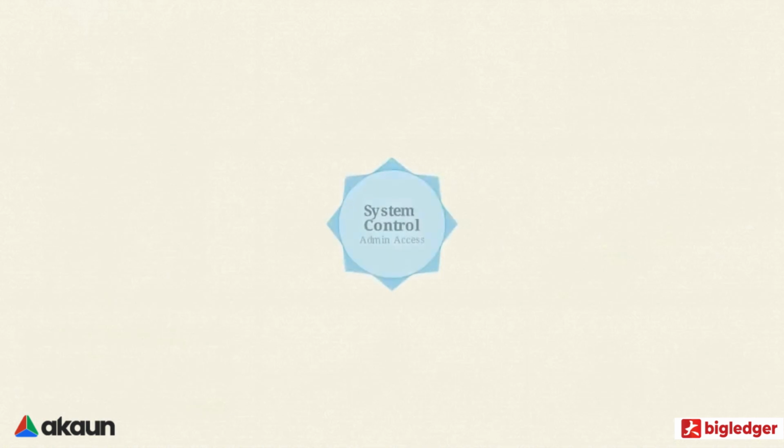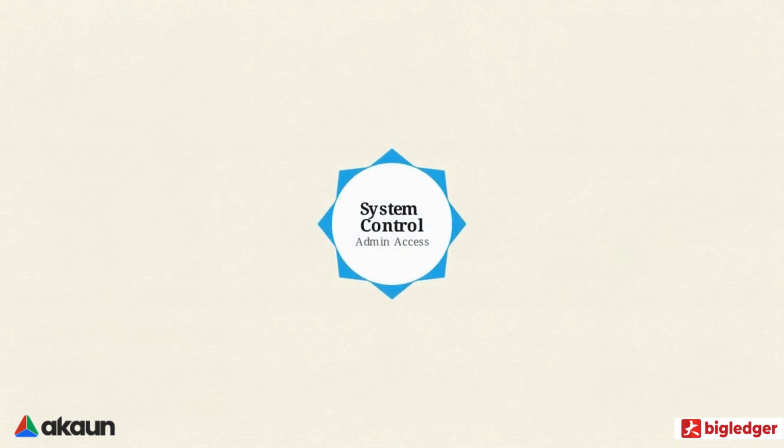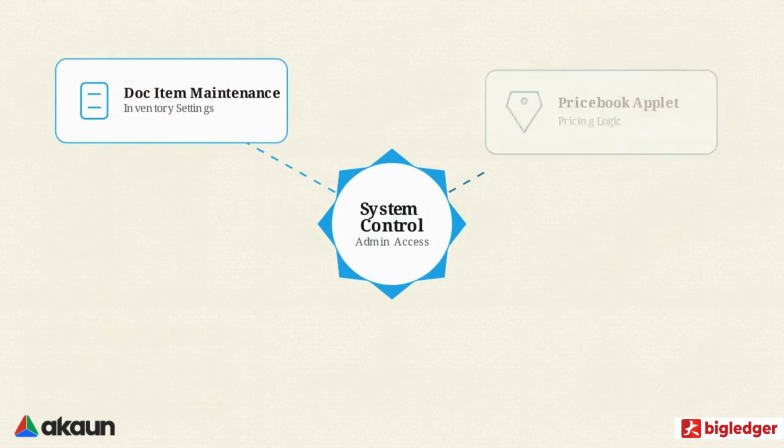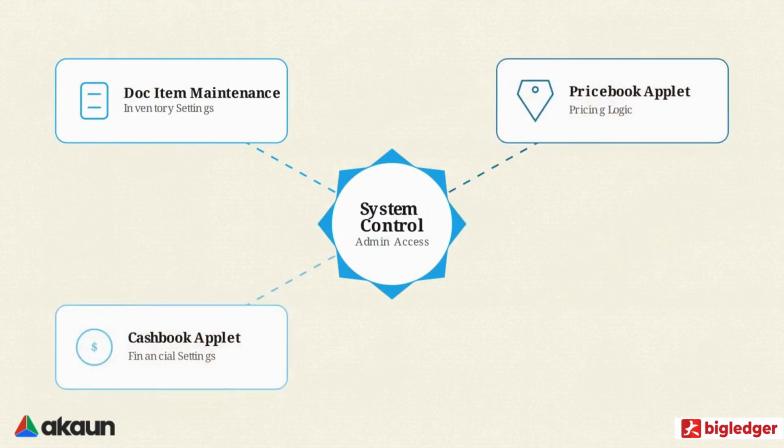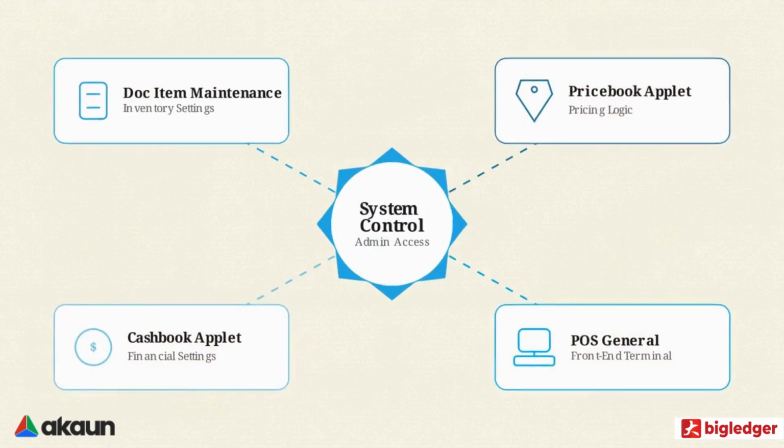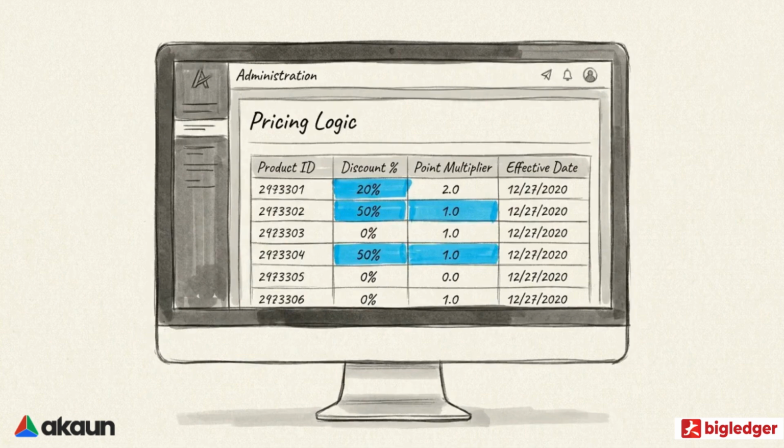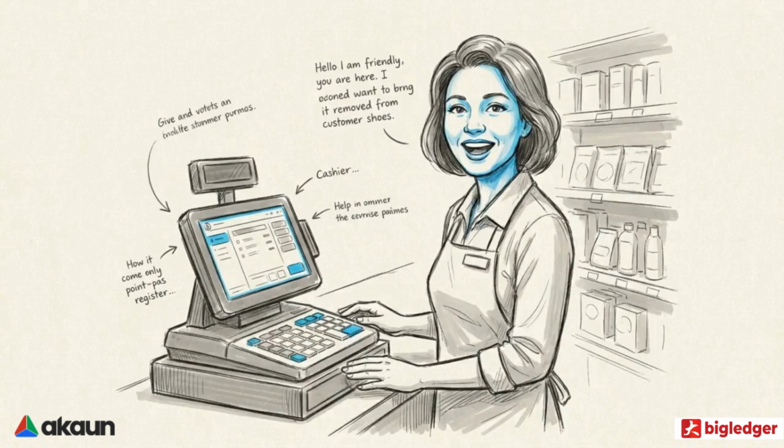To follow along, make sure you have administrator access to 4 key areas: the dock item maintenance, Pricebook, Cashbook, and POS general applets. Establishing these rules in the backend allows the system to apply complex pricing logic automatically, keeping the checkout process fast and error-free for the cashier.